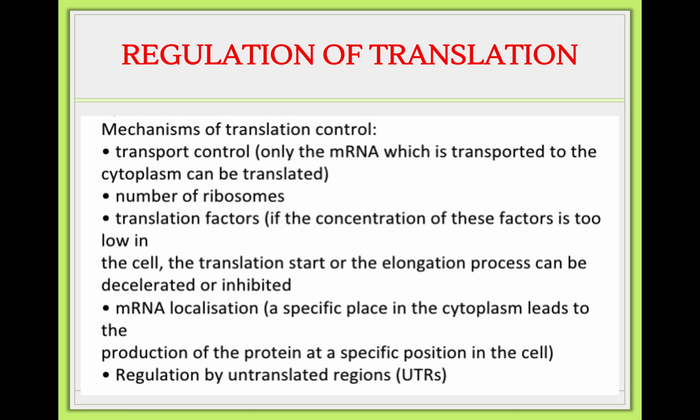For the mechanism of translational control, first there is transport control: only the mRNA which is transported to the cytoplasm can be translated, which makes sure it is ready for translation. It also involves a number of ribosomes and translational factors, and if the concentration of these factors is too low in the cell, translation start or the elongation process can be decelerated or inhibited. Next is mRNA localization, whereby a specific place in the cytoplasm leads to production of the protein at that specific position, and regulation by the untranslated region, your UTR.